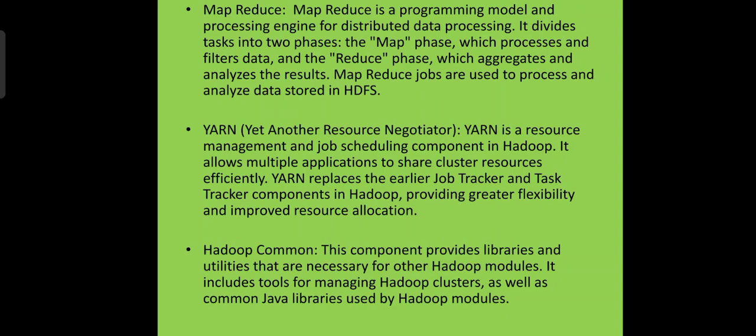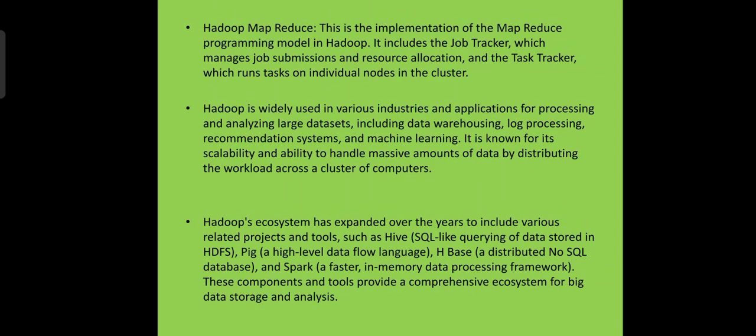And Hadoop Common. So Hadoop Common provides libraries and utilities that are necessary for other Hadoop modules. It includes tools for managing a Hadoop cluster as well as common Java libraries used by Hadoop modules. So Hadoop MapReduce is the implementation of the MapReduce programming model in Hadoop. It includes the job tracker, which manages job submission and resource allocation, and task trackers, which run tasks on individual nodes in a cluster.